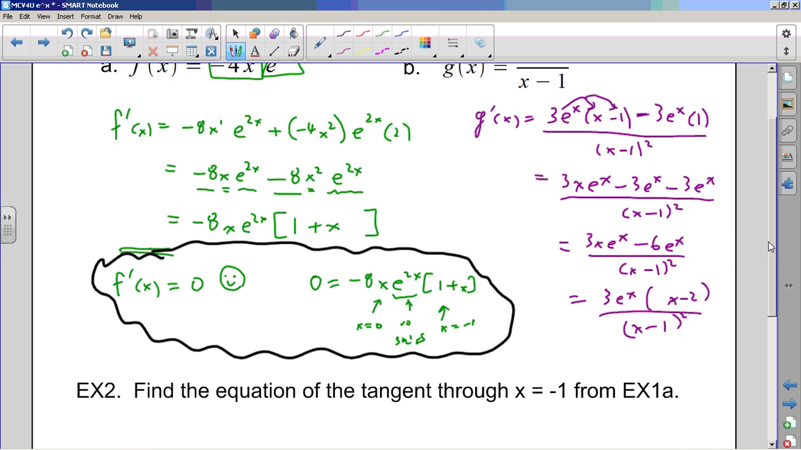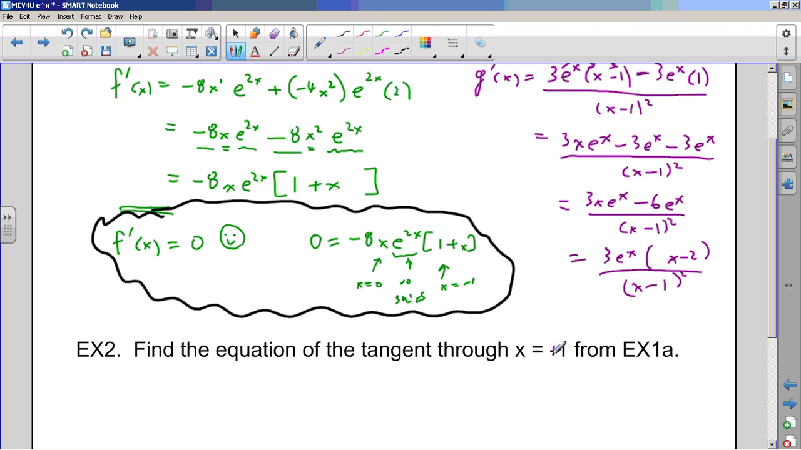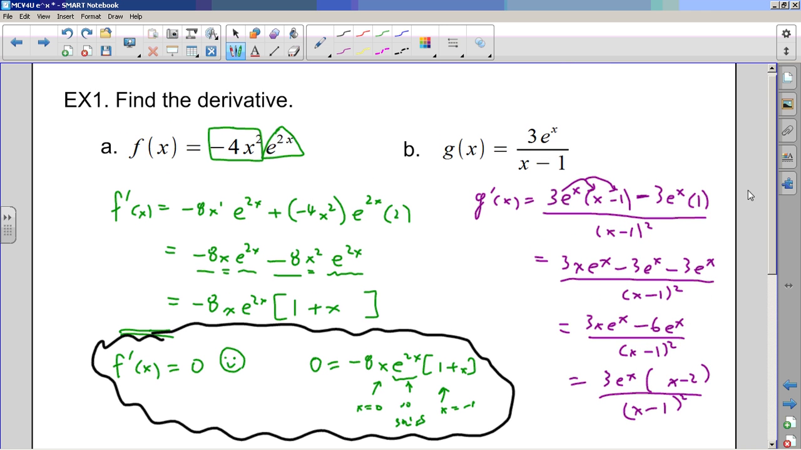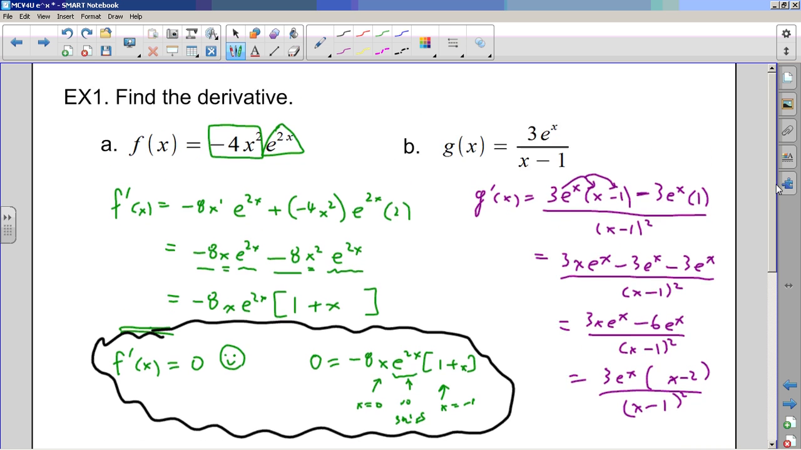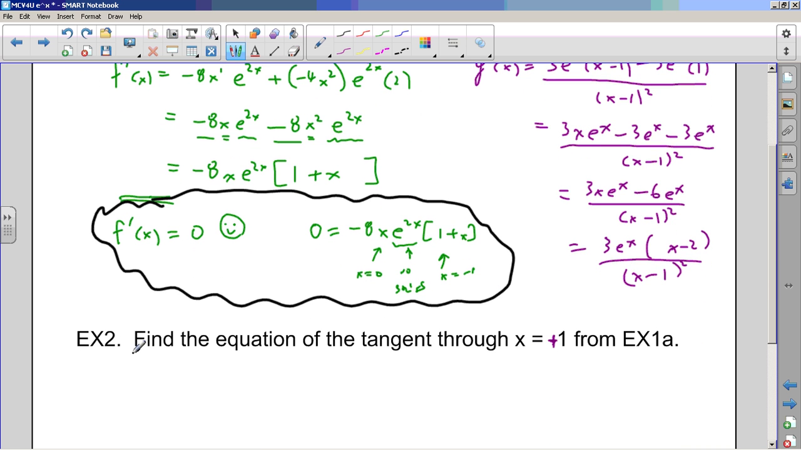Next, find the equation of the tangent through, I'm going to make that x plus 1. And by the time you're reading this, this should say plus 1. Find the equation of the tangent through x equals 1 from example 1a. Well, we know what the slope is, right? The slope is just the derivative at that value.